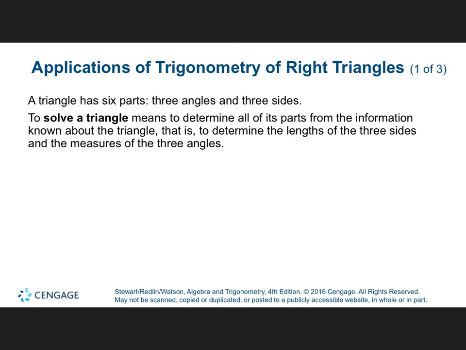So with every triangle, you have 6 parts. You have 3 angles, you have 3 sides. In order to solve a triangle, it just means to determine the parts that you have from the information that's given to you. So you want all 3 sides and all 3 angles. A triangle is 180 degrees. So if you're given 2 side lengths or 2 degrees, in order to find the missing one, add the 2 degrees that you have, and then subtract it from 180.